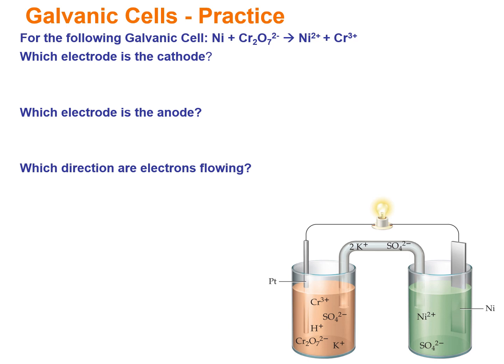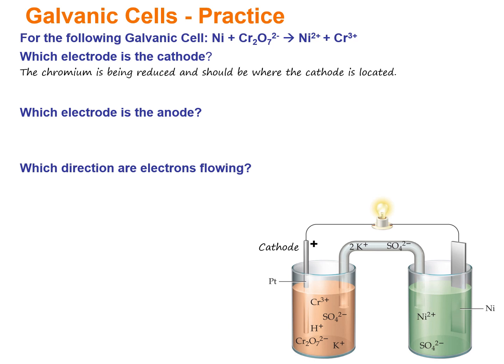Okay, so for the same galvanic cell, which electrode is going to be our cathode? We know the nickel is what is oxidized, and we said that's where the anode is. So then I'd expect the dichromate in this case to be where the cathode is sitting. And so you'll notice here we're using an inert electrode. So dichromate as well as Cr3 plus, the chromium cation, they're both aqueous and they're in solution.